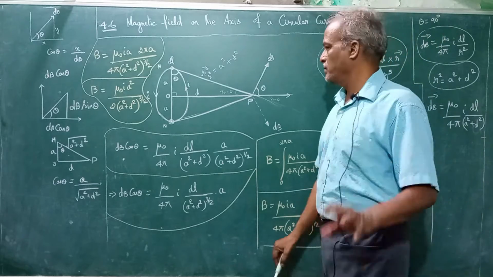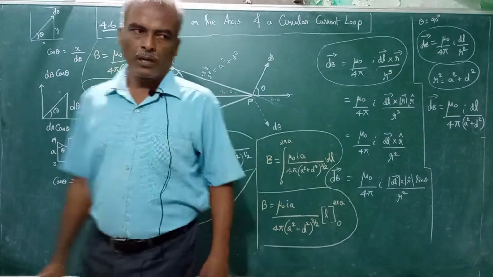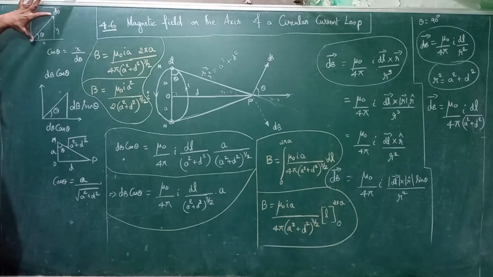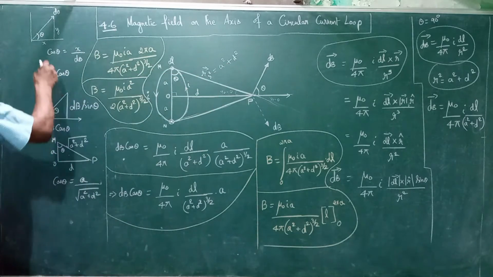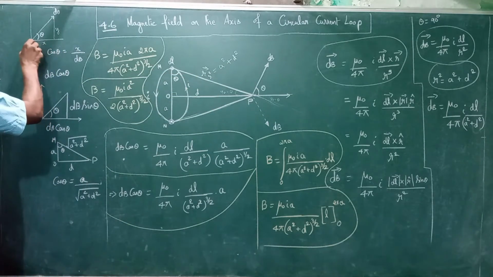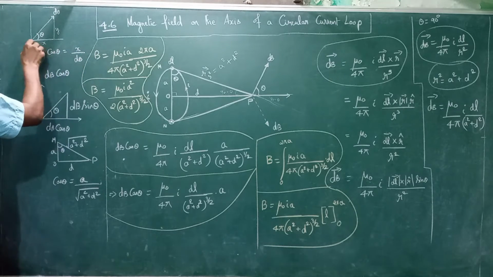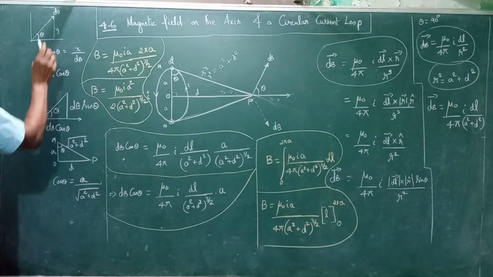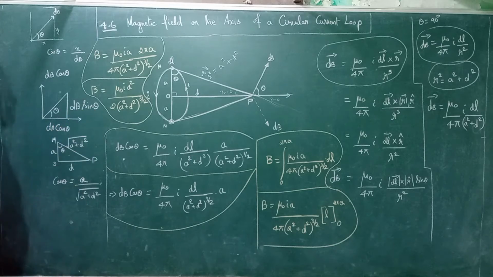So now we know everything. This is theta, this is dB. Now we will resolve into horizontal and vertical components. So this is dB and the angle is theta from this point. Now this is x, this is y. Cos theta is adjacent side by hypotenuse, which is x by dB. So x is equal to dB cos theta. So this horizontal component is dB cos theta and vertical component is dB sin theta.